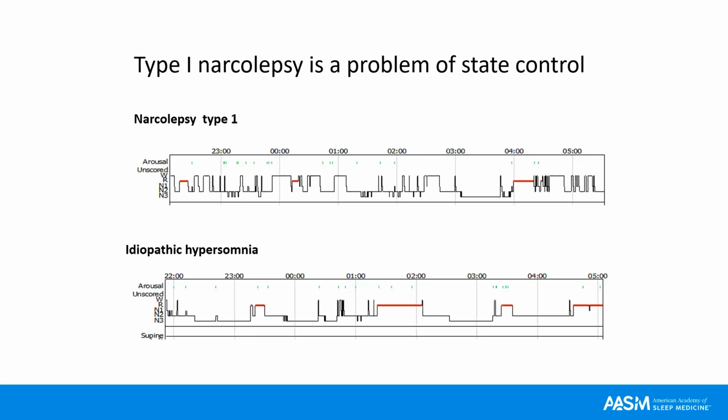So they are awake during the day until they fall asleep. That's where the sleepiness comes from. But they're asleep at night until they fall awake. That's where the fragmented nocturnal sleep comes from.